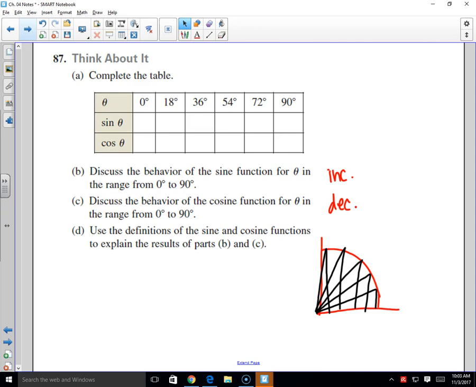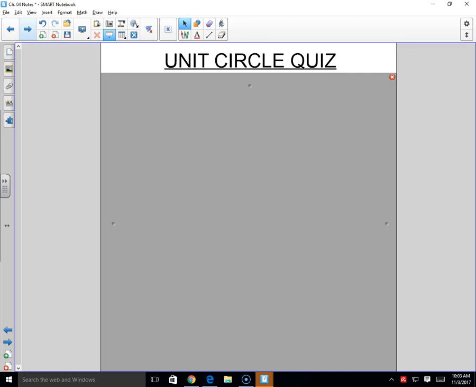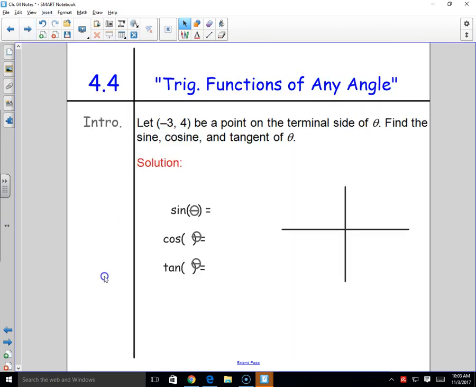Good homework questions. Why is this here? We're starting this today. We're starting section 4.4. You guys can get your notes out and ready.